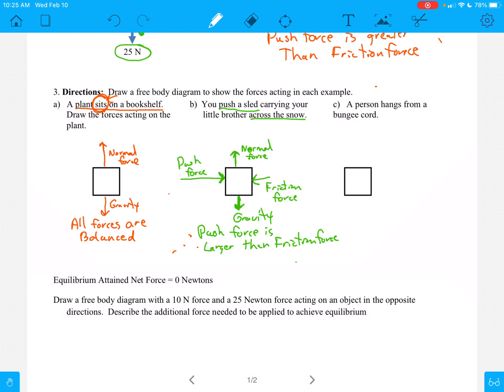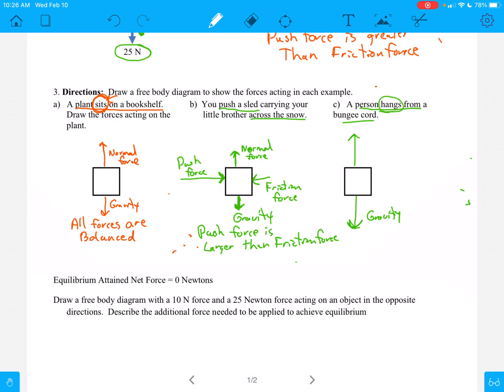Okay, so let's try this next one. A person hangs from a bungee cord. Okay, well, we've got a gravity force, right, pulling down. So we have gravity. And then we also have the bungee cord. So this would be the bungee cord force, which is actually pulling up, even though it's kind of stretching, like a rubber band. There are no forces side to side because it's just hanging up and down, right?